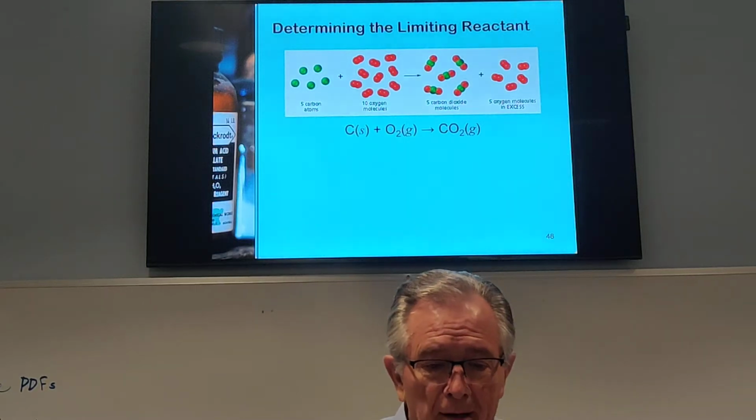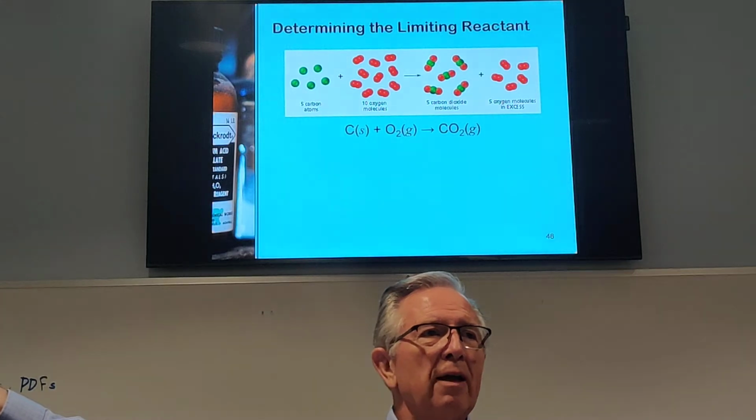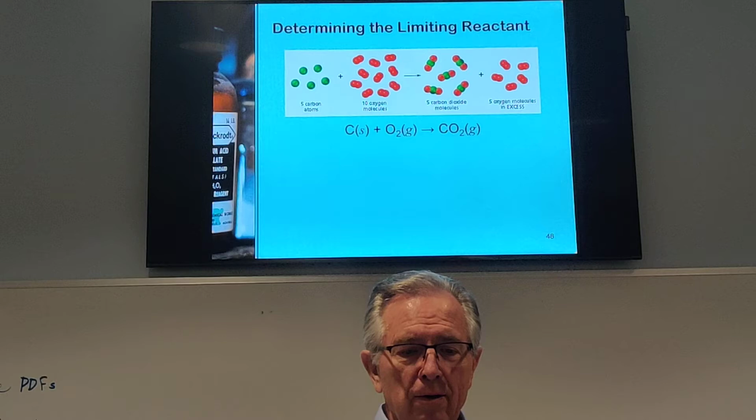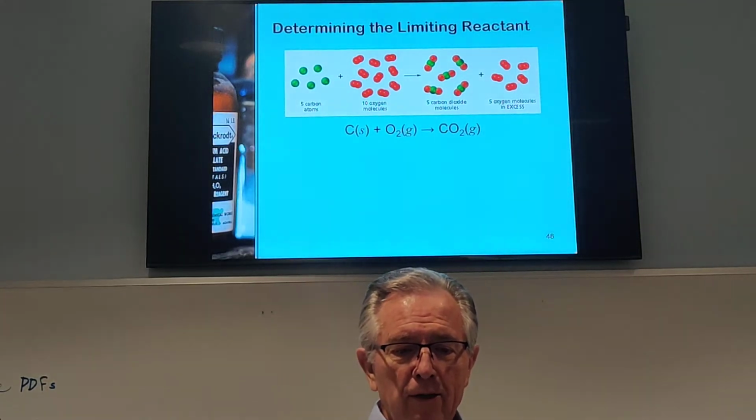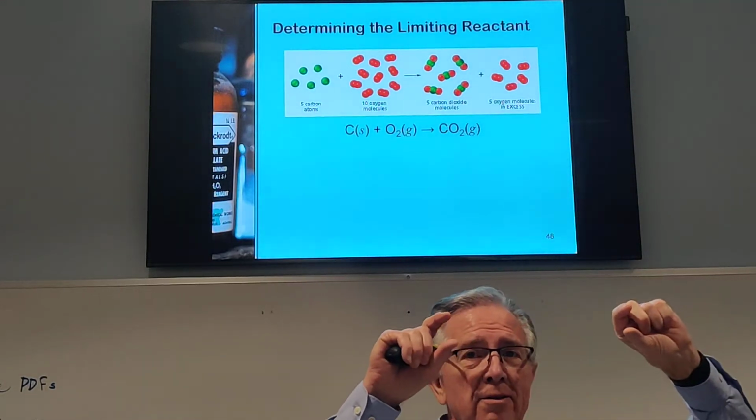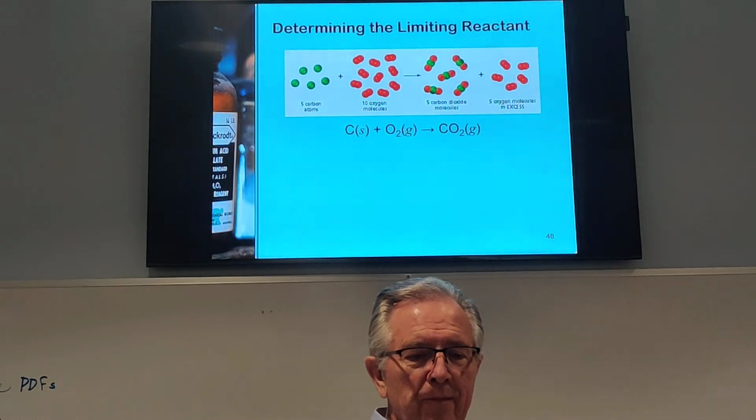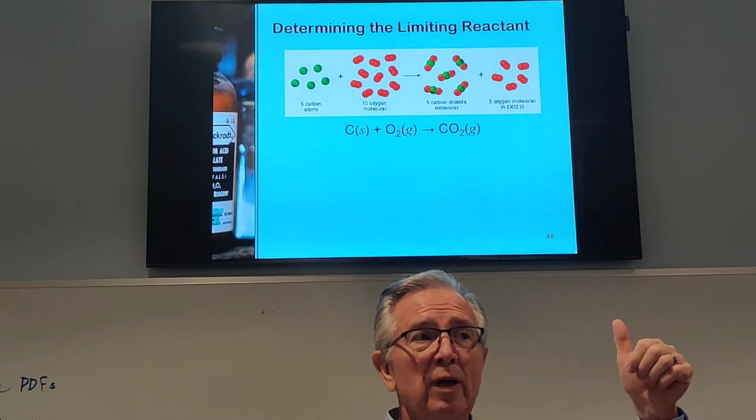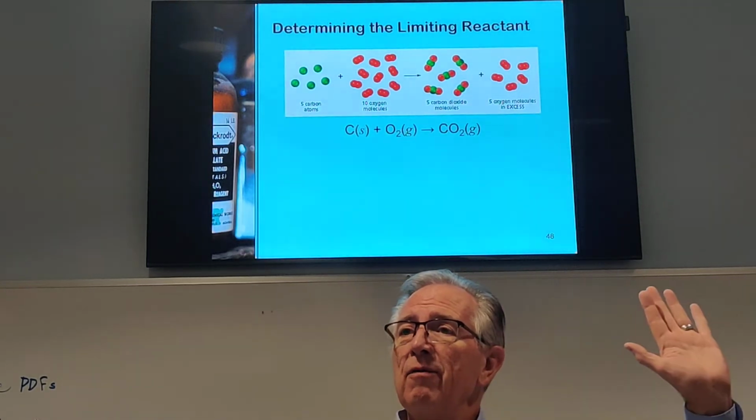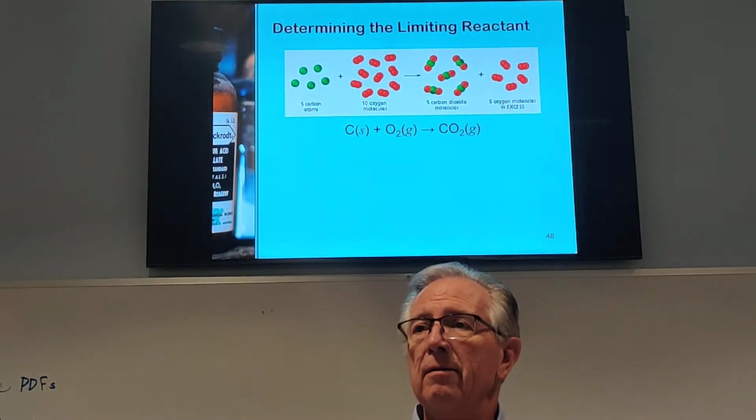Well, here I have 10. So that means I'm going to have 5 oxygen molecules that have no carbon left to combine with. So I can only form 5 molecules of carbon dioxide. That's the ones with green in the middle and the 2 reds on the outside. That's my carbon dioxide. So in this example right here, carbon is my limiting reagent or reactant, because if I started out with 5, then I can only have 5 carbon dioxide.